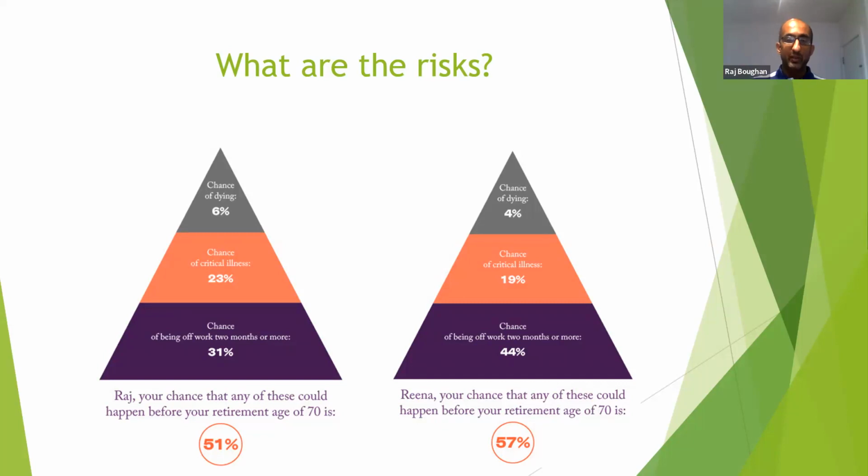Now, we all know death is certain, but obviously we just don't know when. Now, you can see from this that there's a much bigger chance you'll get seriously ill or be off work for at least 2 months than death. Now, just to be clear, the 2 months off means at any one time, and not the total amount taken off between now and 70.